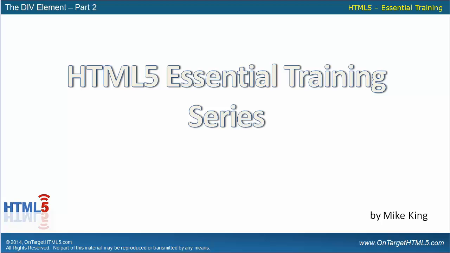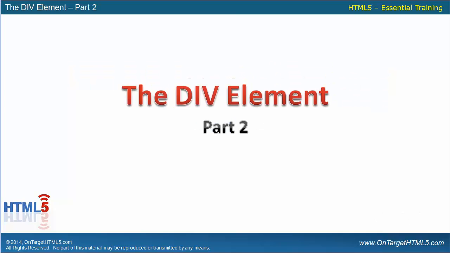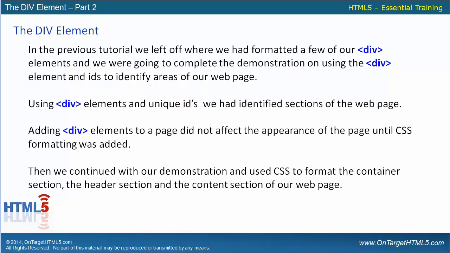All right, welcome to HTML5 Essential Training Series. In this tutorial, we're going to look at the Div Element Part 2. In the previous tutorial, we left off where we had formatted a few of our div elements, and we were going to complete the demonstration on using the div element and IDs to identify areas of our web page. Using div elements and unique IDs, we had identified sections of the web page. Adding the div elements to the page did not affect the appearance of the page until CSS formatting was added.